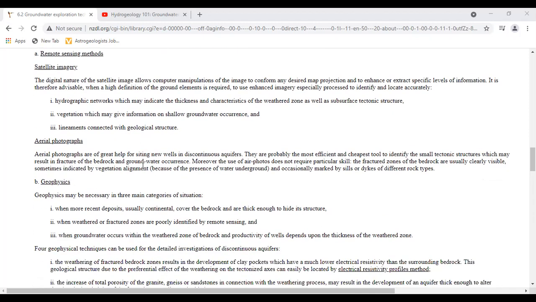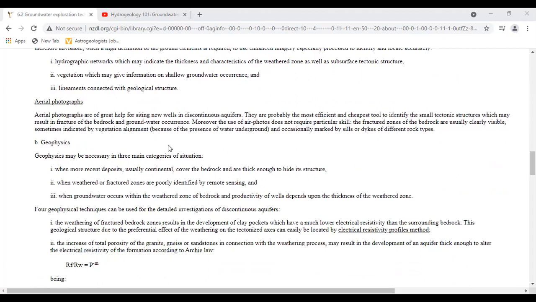The next one is aerial photographs. Aerial photographs are a great help for siting new wells in discontinuous aquifers. They are probably the most efficient and the cheapest tool to identify the small tectonic structures, which may result in a fracture of the bedrock and groundwater occurrence. Moreover, the use of air photos does not require particular skill. The fractured zones of the bedrock are usually clearly visible, sometimes indicated by vegetation alignment because of the presence of water underground, and occasionally marked by sills or dikes of different rock types.